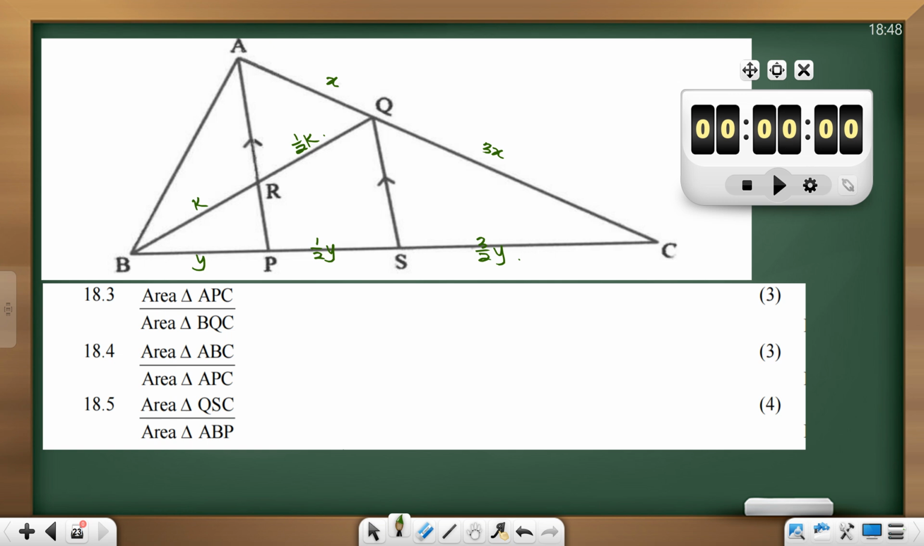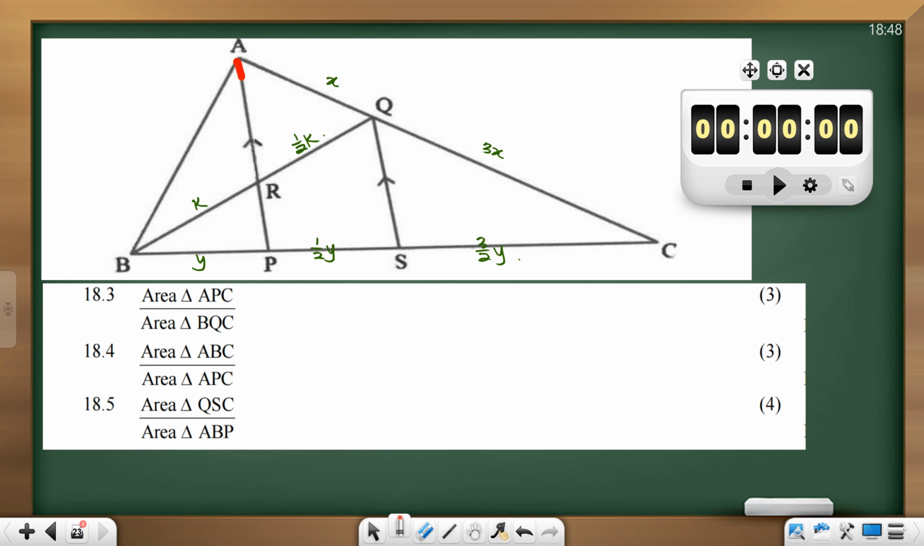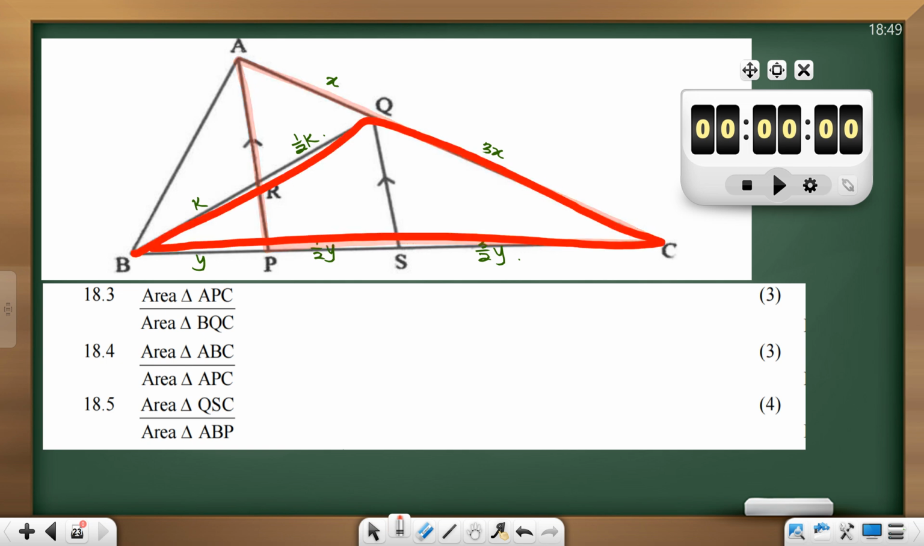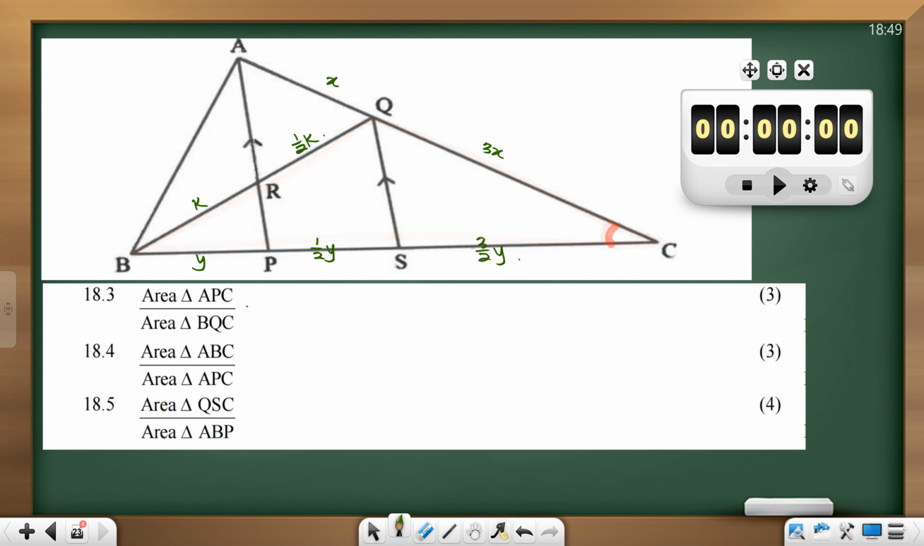Number one. Let's run through quickly. APC and BQC. First is to see what's common. APC. That's my highlighter. And BQC. Oh, beautiful. What do you notice? C is common. Once I see C common, what do I use? Half AB sine C. So that one can cancel out.